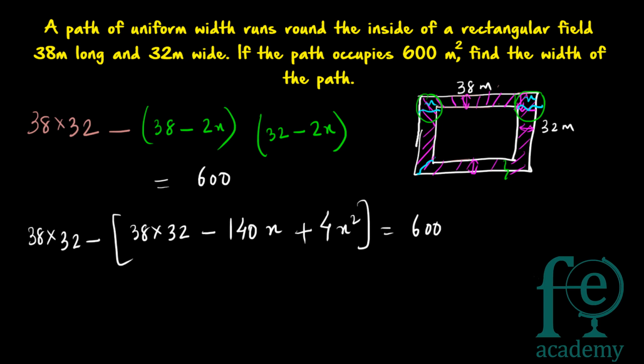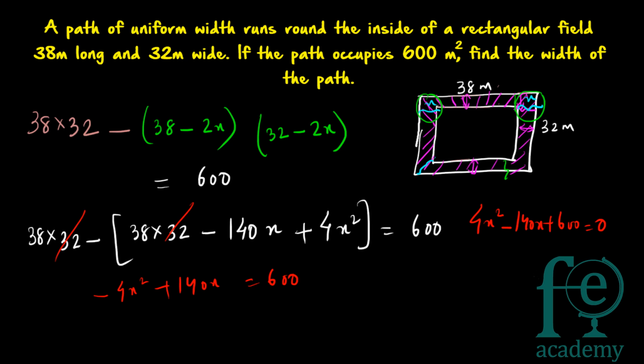Here 38 into 32 will get cancelled. So you will get minus 4x square plus 140x equal to 600. Or you will get 4x square minus 140x plus 600 is equal to 0. Now we are trying to solve this. You can divide it throughout by 4. So what will you get?